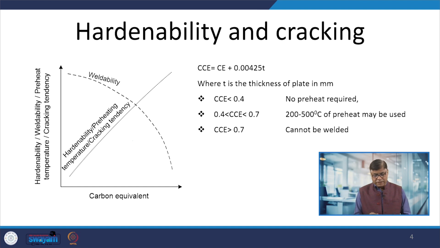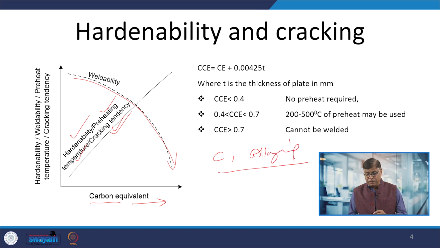We know that increasing carbon equivalent increases the hardenability, which in turn increases the tendency of formation of hard phases from the soft phases, which makes the weld joint very brittle and crack sensitive. That is why increasing carbon content decreases the ease of welding because of the increased hardenability and increased requirement for preheating to avoid cracks, or if no preheating is done, increased cracking tendency. So, carbon equivalent is the key, which is governed not just by carbon but also by the presence of other alloying elements.